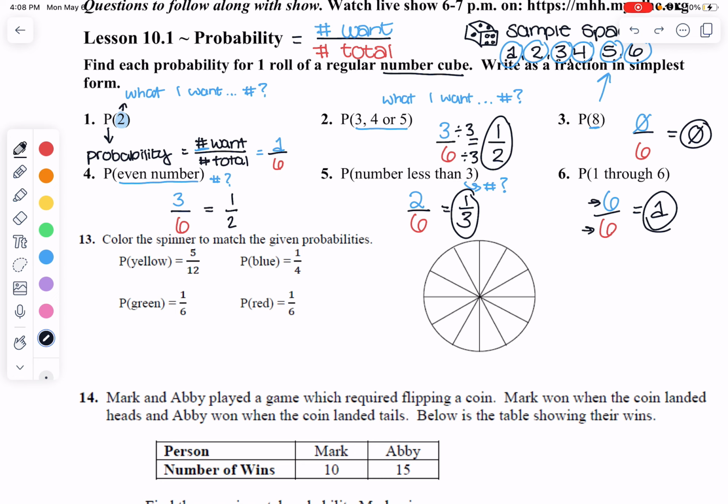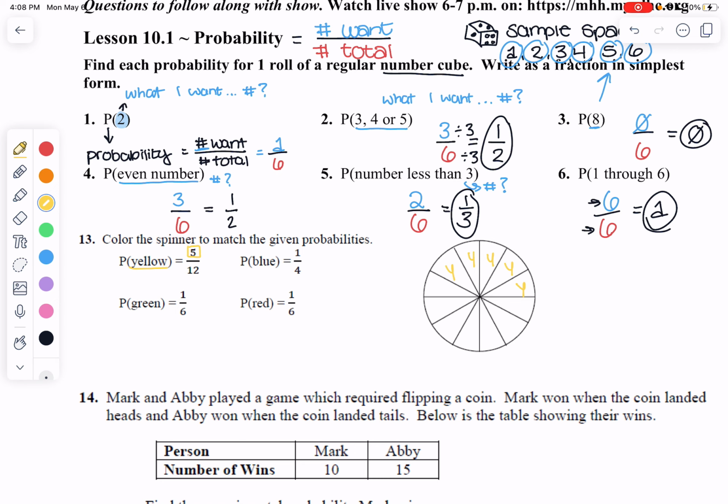Okay, and let's start with yellow because I see a 12 right here. If the probability of yellow is 5/12, that means there are 5 of these triangles that I want, or 5 yellow triangles. So we'll call this one yellow. I'm just going to write a Y because I know you don't have colors in front of you.